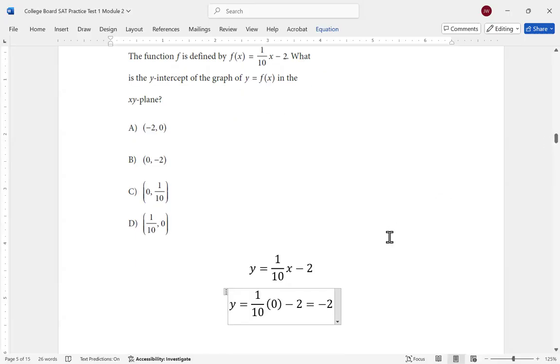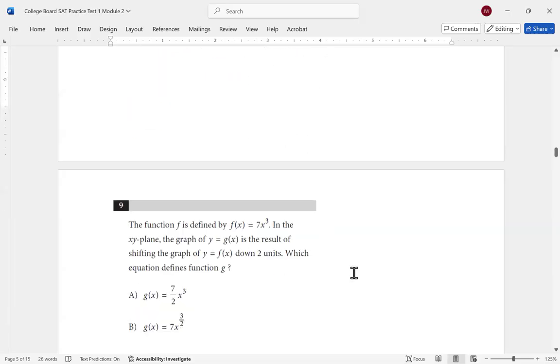And so therefore the y-intercept is the point 0, negative 2, which is B. So option B would be the solution. You can also recognize that this is the slope-intercept form of the line, and the y-intercept is 0, negative 2. You can do it that way as well.